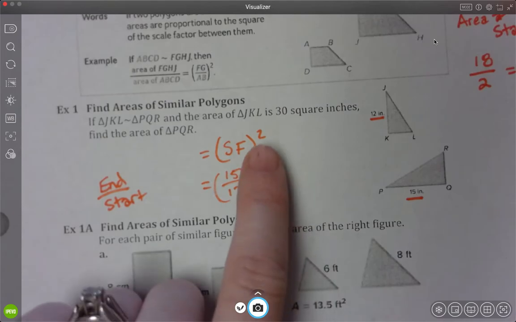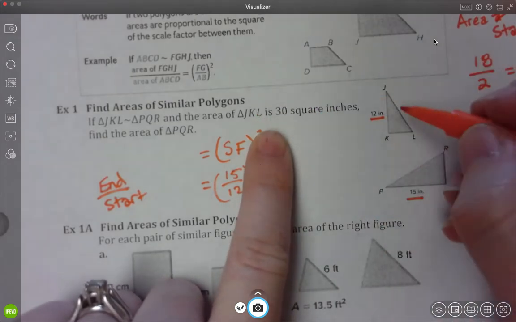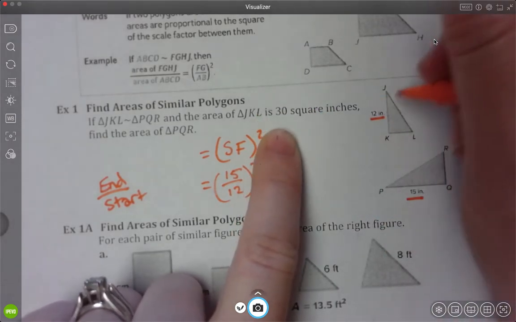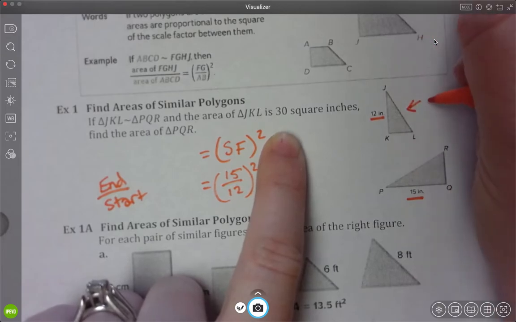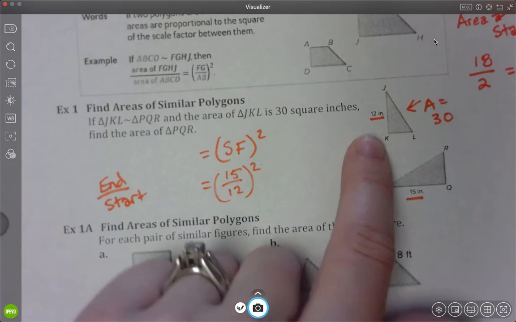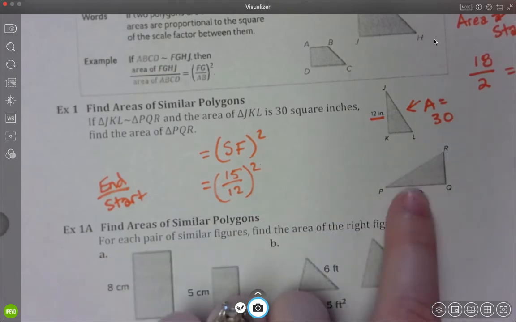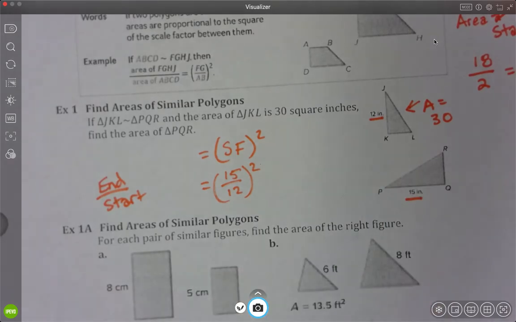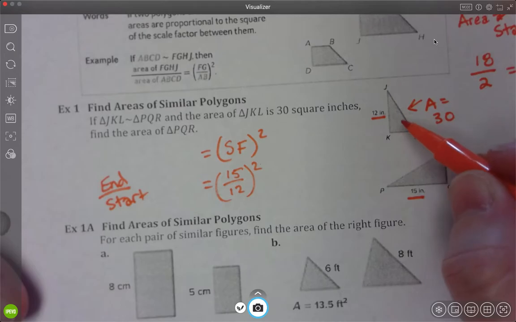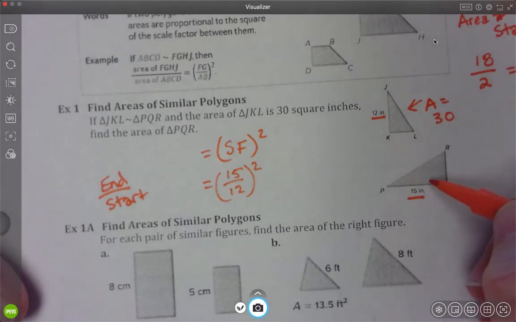It says the area of JKL is 30. So this guy's area is 30. We don't have any of the other dimensions besides that this guy is 12, right? They want to know what the area of this guy is. Oh man, that's kind of confusing. So we know my starting one, but I don't know my ending one, okay?